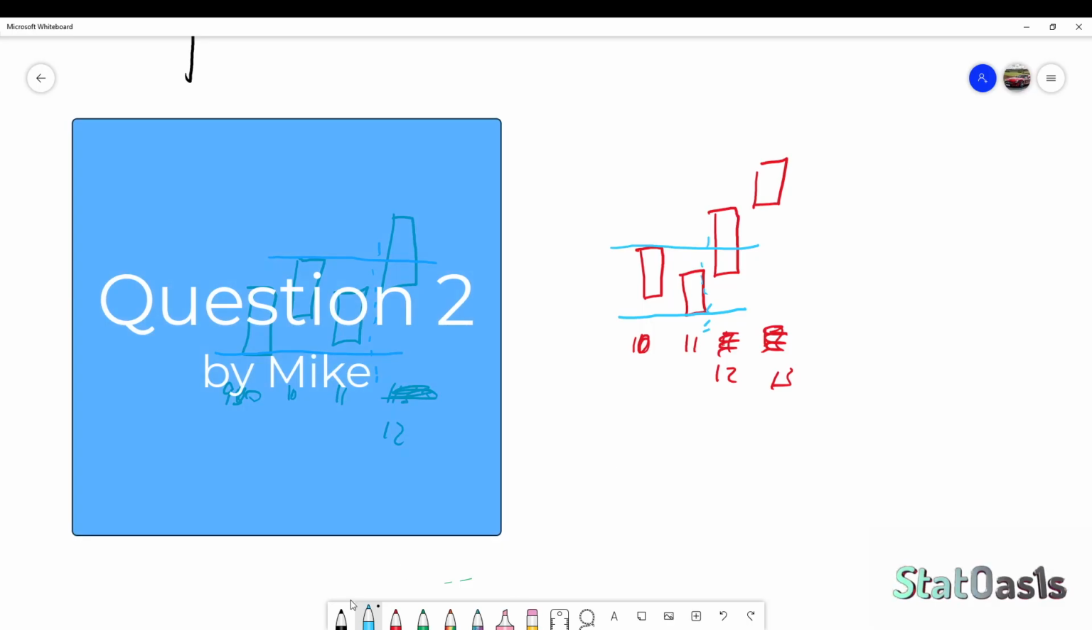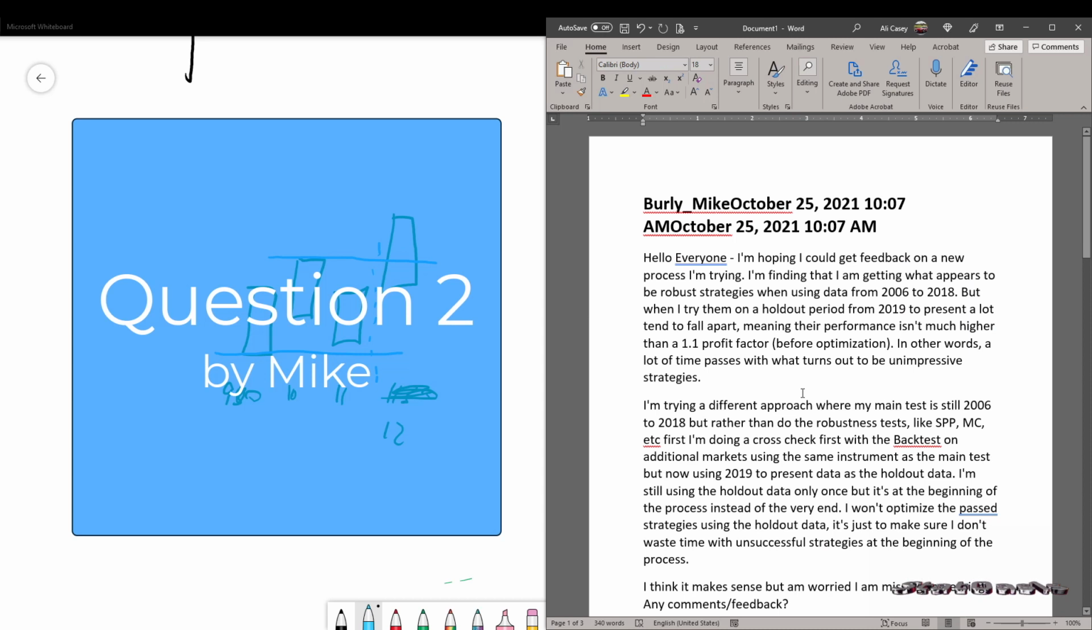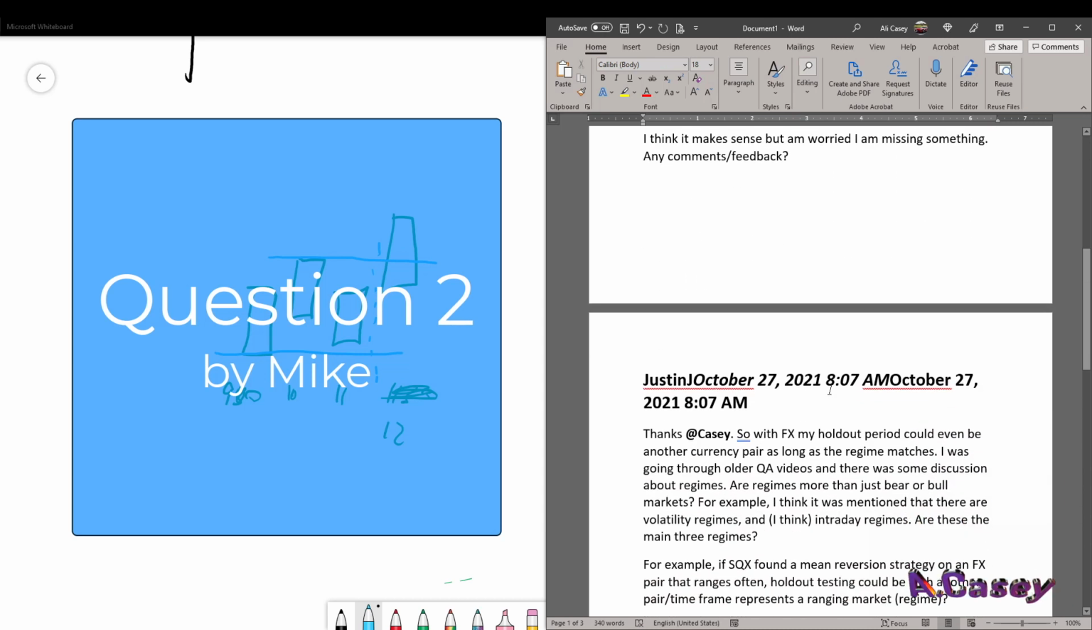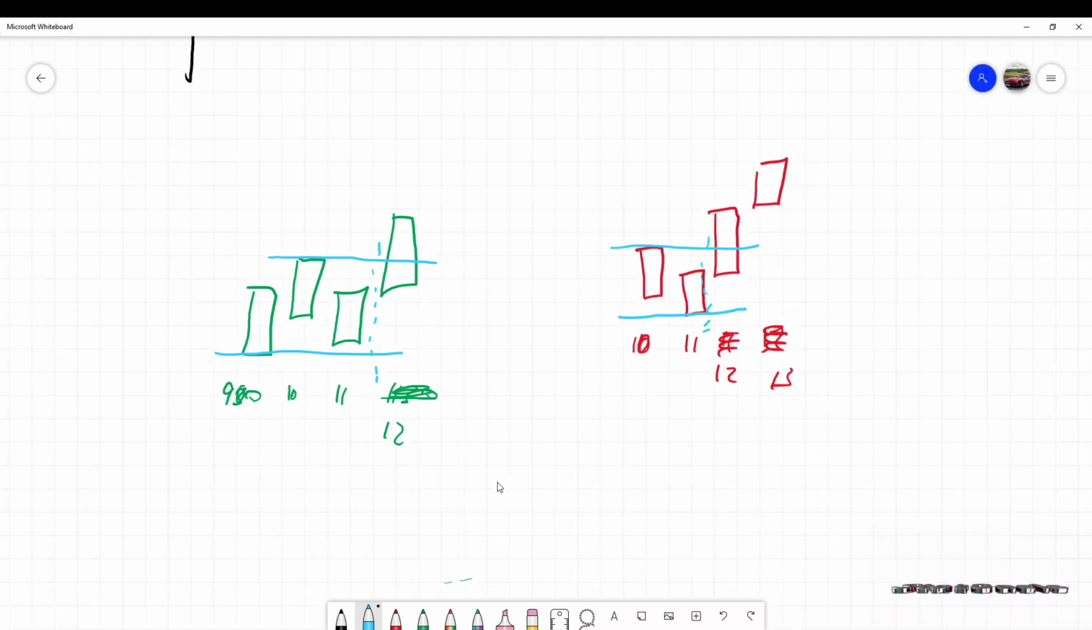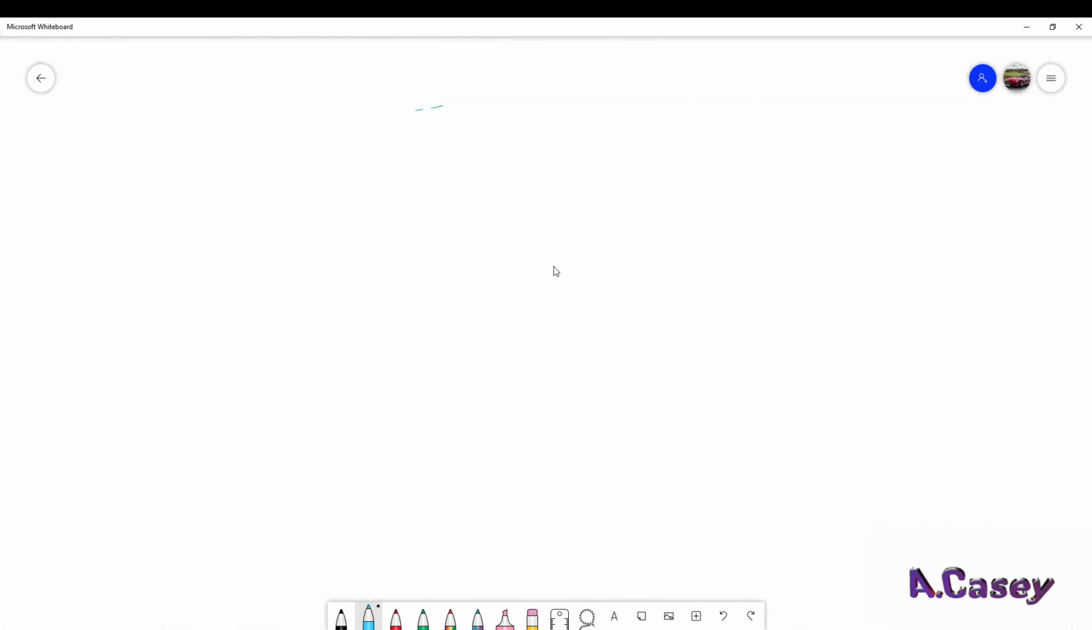Okay, the next big subject was raised by Mike, and then some comments on it, and it basically talks about the holdout period. So we need to understand the concept. Say you have a strategy. Say you're building strategies in 2010, and you left the last 2 years, which is 2008 to 2010, as the holdout period.